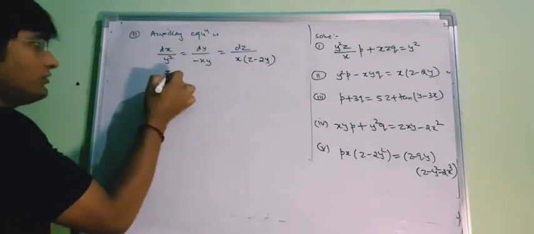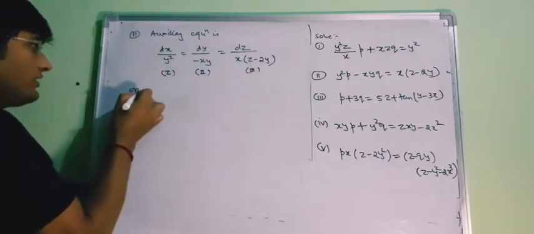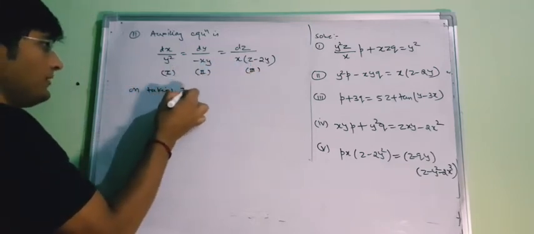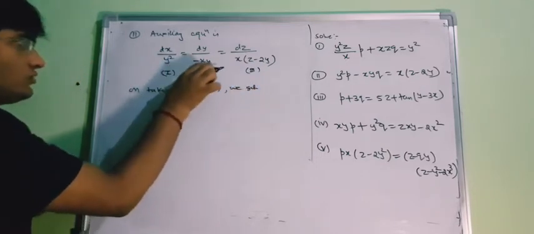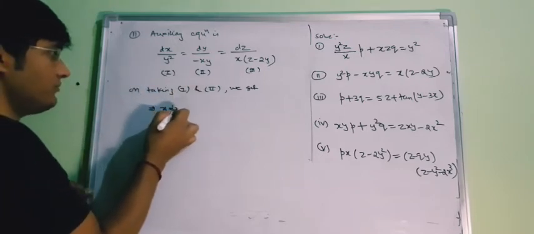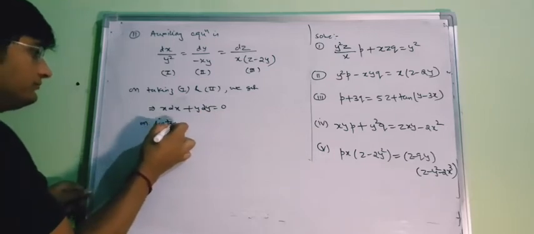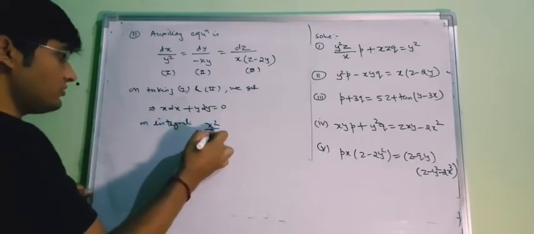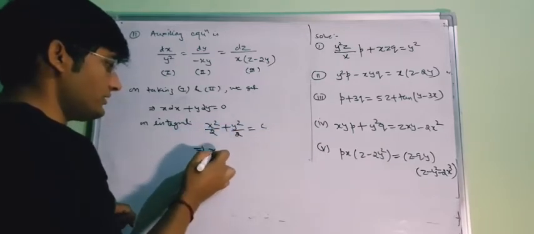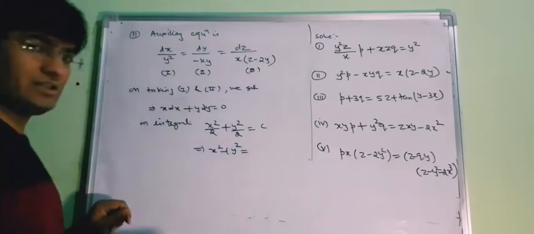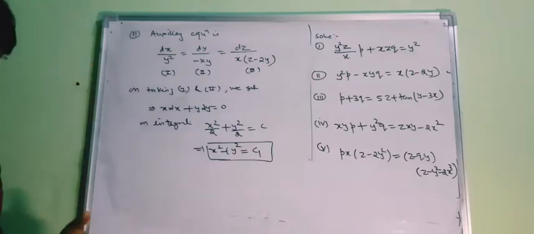Now, if you take term first and second, on taking first and second, we get, now this y will be cancelled and we will get x dx plus y dy equal to 0. So on integration, we will get x square upon 2 plus y square upon 2 equal to some constant c, and this will be your x square plus y square equal to 2 times c, and 2 times c assume as c1. So this is your first solution.